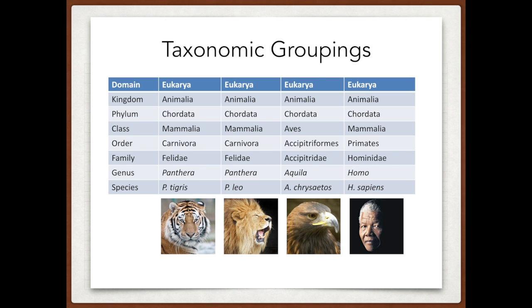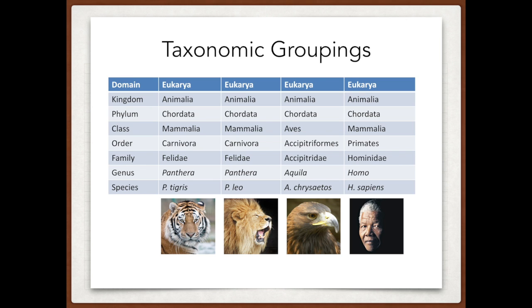Now, you can see at the kingdom level, we are all the same. We are all animals. And even at the phylum level, we are all the same, in that we are all chordates. At the class level, we start to see a little bit of variability. Lions and tigers and humans are all mammals, whereas the golden eagle is a bird in the class Aves. If we look at the order level, we can see that the lion and the tiger are both in the Carnivora, while humans are in the order of primates.